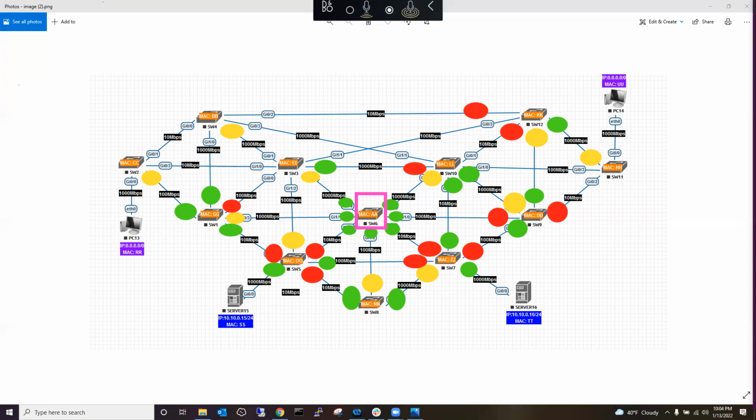I think switch 4 is root. Wait, let me see. Oh no, it has 2 options there. It can go to, wait.